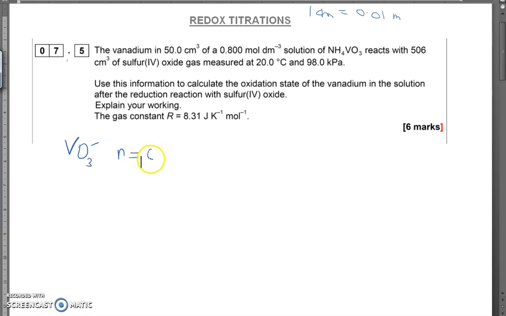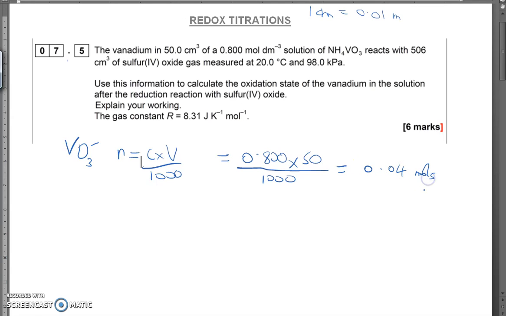So we said that's given by n equals C times V over 1000, and that is given to us as 0.800 times 50 over 1000, which equals 0.04 moles. Okay. Now, ideally I should be using the same level of precision given in the question, which is 3 significant figures. Remember that these zeros before the 4 do not count for our significant figures.